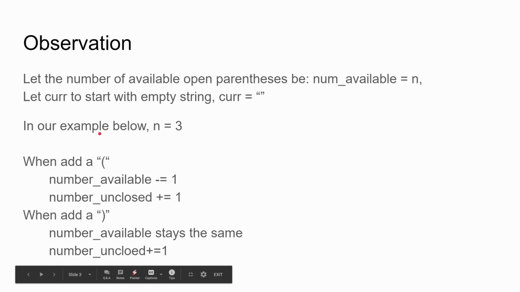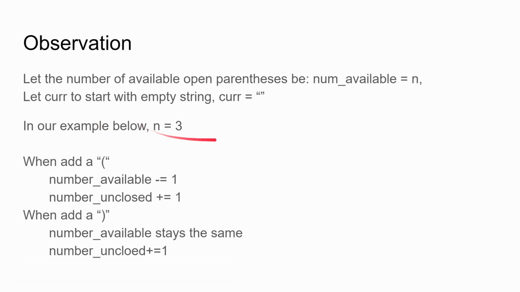As an observation, let the number of available open parentheses be num available, which starts at n. And let curr start with an empty string. Curr stands for current. In our example below, n is equal to 3. When you add a left parenthesis, number available will lose 1 and number unclosed will be plus 1, because when you add a left parenthesis, you're adding an unclosed one, and because you're using one of the available left parentheses, number available will go down 1.